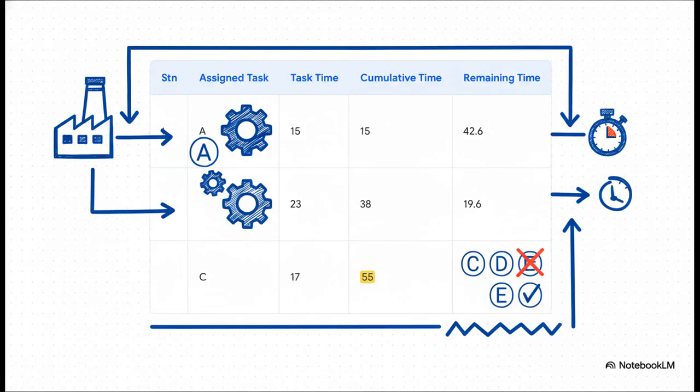Station 1. Right now, the only task we can even consider is A because it doesn't depend on anything else, so we assign it. It takes 15 seconds, leaving us with 42.6 seconds of our takt time. Now that A is done, task B is unlocked.